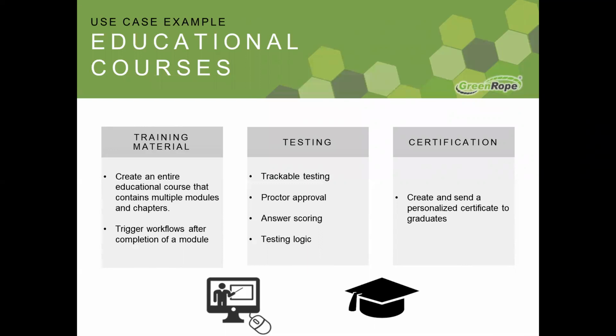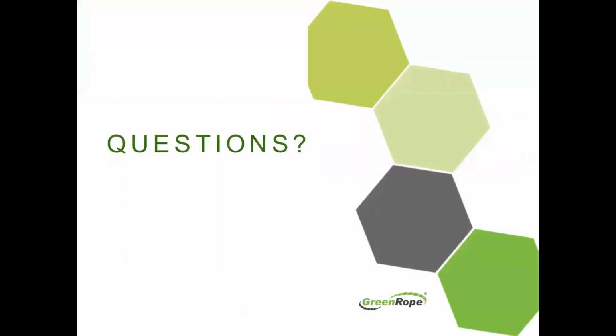Testing is trackable. You can have proctor approval. You can do answer scoring, which is great because if you want to make sure that they score a specific number of correct answers at the end before moving on to the next module, you can do that. And then certification: you can create and send a personalized certificate to graduates, and you can do that inside your account using the Easy Builder, or if you create it outside the system, you can then simply enter a URL. We will, of course, get into that in a second also.